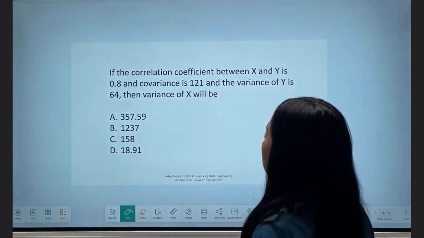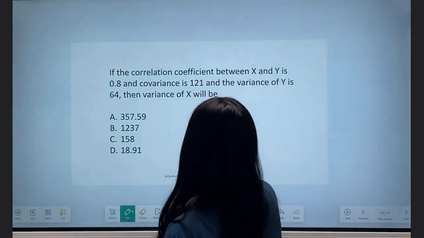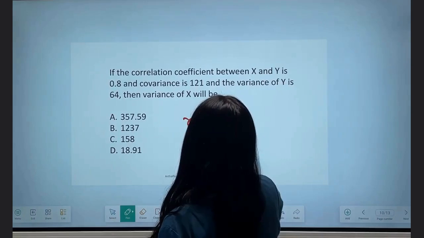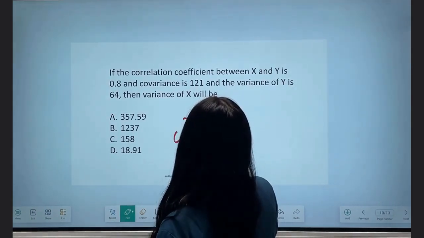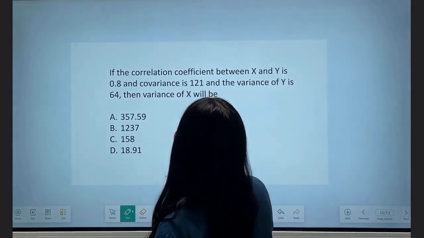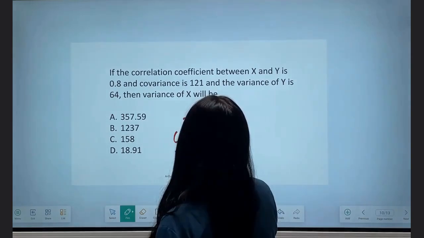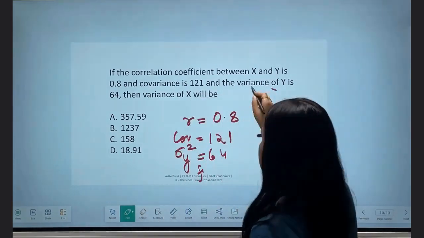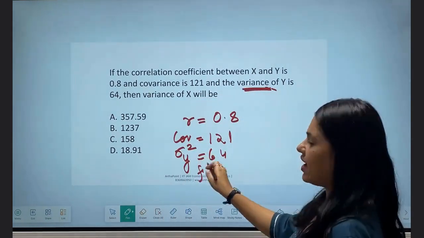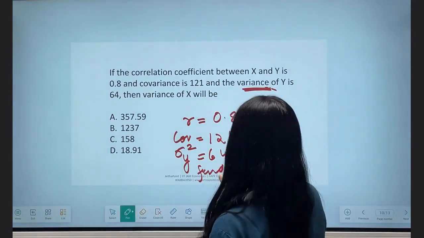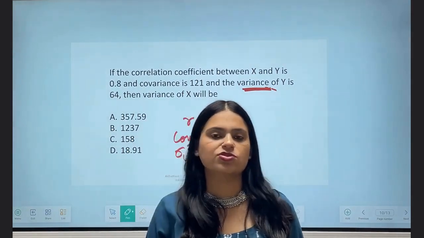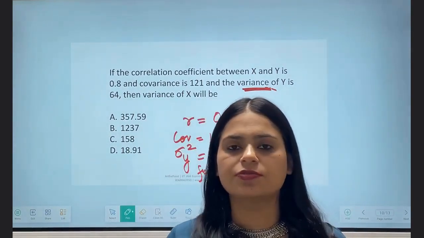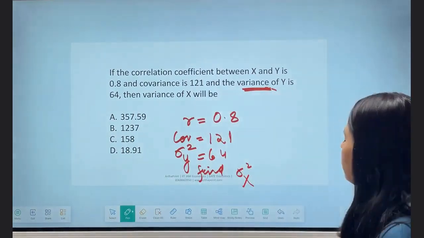क्या कहता है ये? Correlation coefficient between x and y, R is given as 0.8. Covariance is given as 121. Sigma square y, variance is given to you as 64. क्या find करना है बेटा? Sigma square x. Take a moment. Try to do this yourself. Very easy question.